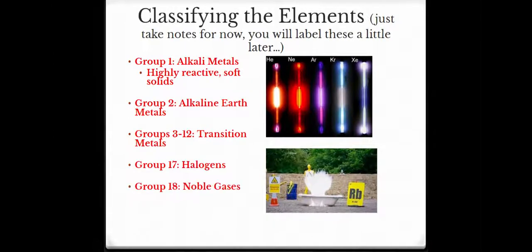So, how then do we classify the elements? Well, we give each group or each family a name. Group 1 are the alkali metals. They are very reactive and they're soft solids. Group 2 are our alkaline earth metals. Groups 3 through 12 are what we call the transition metals. Group 17 are the halogens. And group 18 are our noble gases.